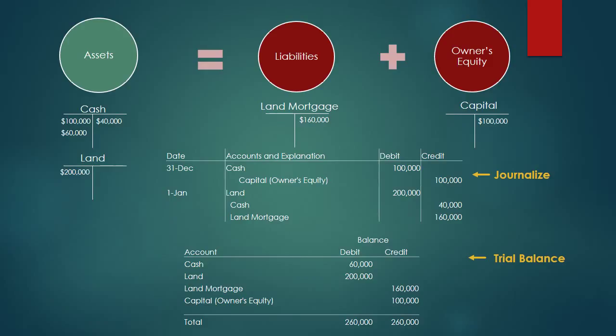So I've made a small trial balance here, and we'll start with the assets. And you'll see that my cash has a debit balance of $60,000. My land has a debit balance of $200,000. My land mortgage has a credit balance of $160,000, and my capital has a credit balance of $100,000. The two together equal $260,000. I am in balance. And what's my mantra? Balance is beautiful.